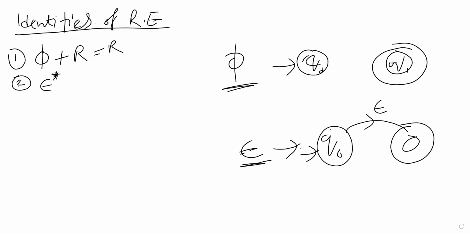Phi means you cannot reach the final state. You can also represent this epsilon as this. We always do that.